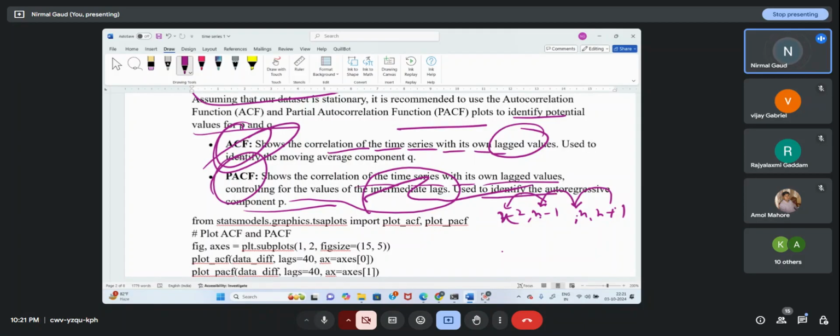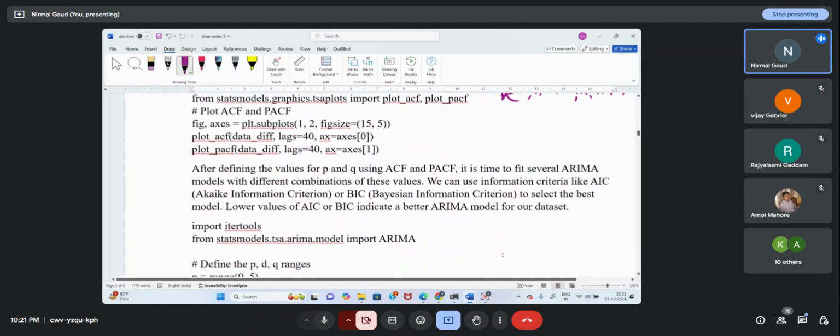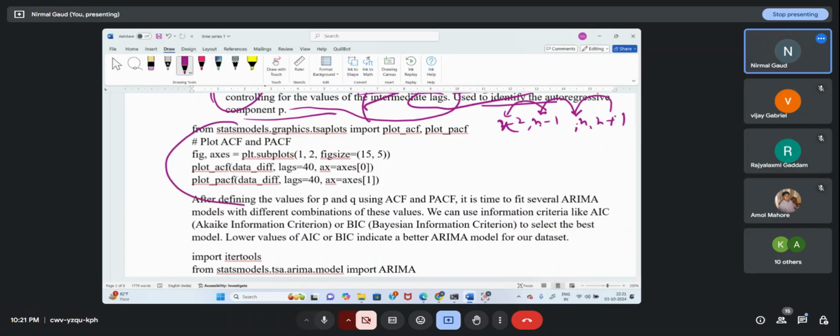There are intermediate lags. So we are here trying to identify partial, not complete. Complete is autocorrelation; here we are identifying partial autocorrelation. You can make a plot by using this, then you will understand.